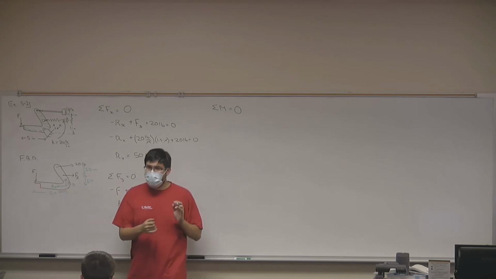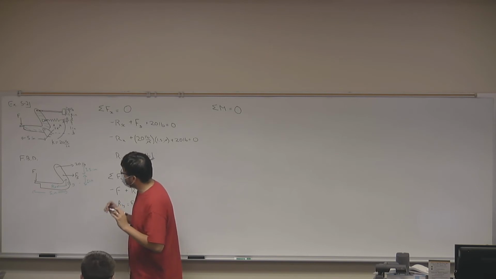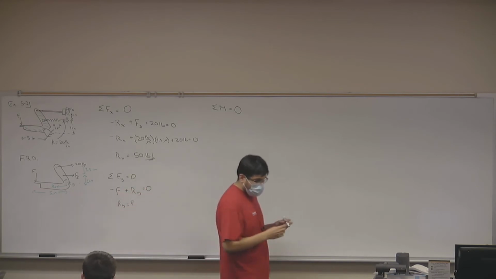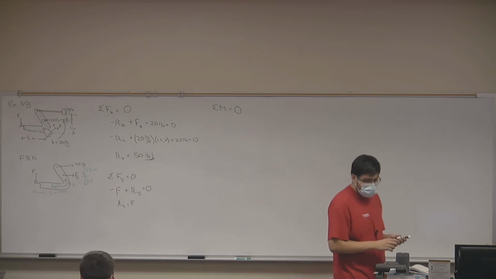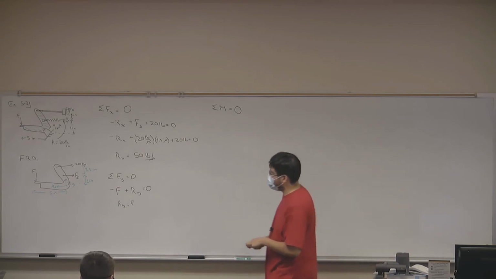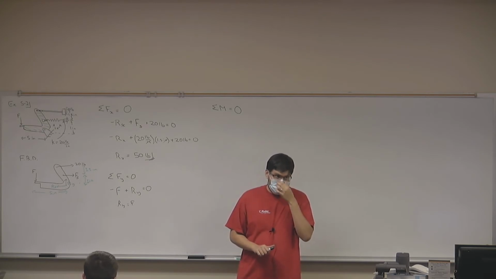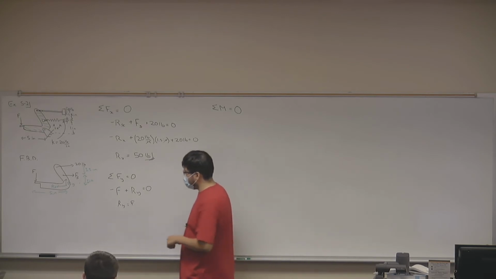Sum of moments equals 0. Now, tell me what moments do you see? 20 times 2.5. Okay, so let's go there. We have a force of 20 pounds, right? Acting at 2.5, but 2.5 inches from where? From the hinge, right? And I think it's safe to say that the best place to find your moment is the hinge. Now, in addition to it being a hinge, why do you think it's the best place to find the moment? All our distances are given to that point.